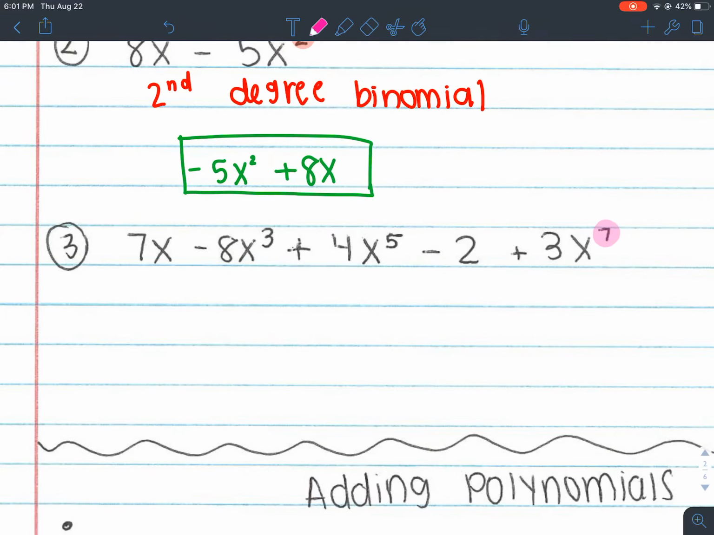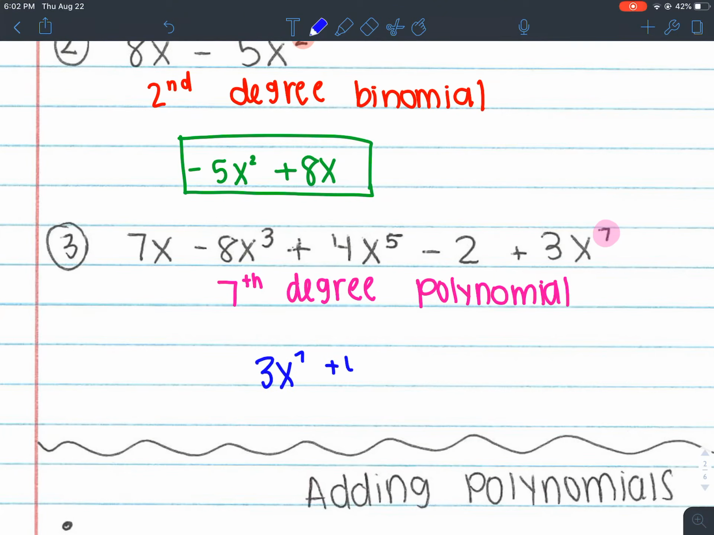The 7. So it's going to be a 7th degree. And since it's larger than 1, 2, or 3 terms, it's going to be just a polynomial. So there's no special name for this one. And we're going to start with our largest, which is 3x to the 7th. Then we're going to go to the next one, which is going to be 4x to the 5th. The next is negative 8x to the 3rd plus 7x minus 2.